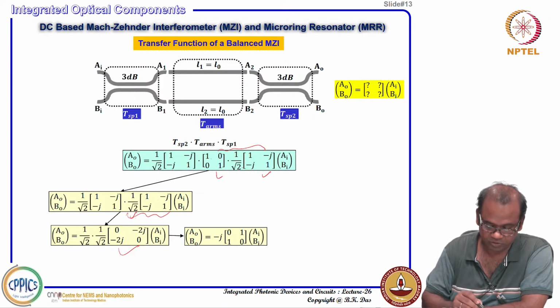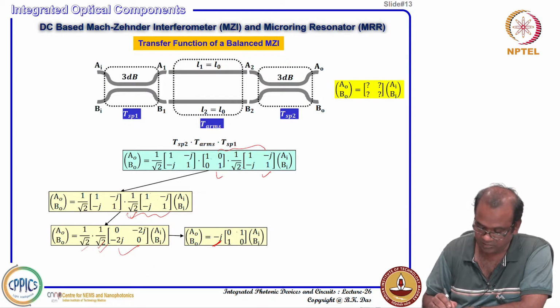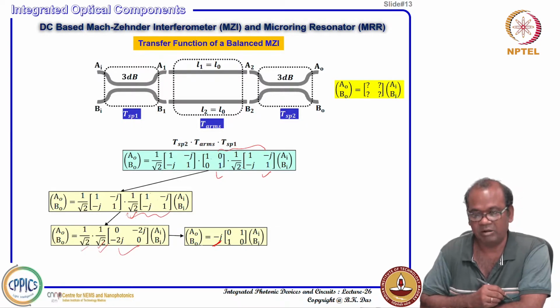Then if you multiply this too, you get this one. If you multiply 1 by 1 over root 2, 1 over root 2, and this one with 1, minus j, 1, minus j, minus j, 1, minus j, 1, 1, minus j, it is simple matrix multiplication. Then minus 2j you can factor out, because all the elements have a minus 2j factor. The root 2 cancels, minus j is common, and ultimately the off-diagonal elements are 1 and 1, with minus j as the common factor.